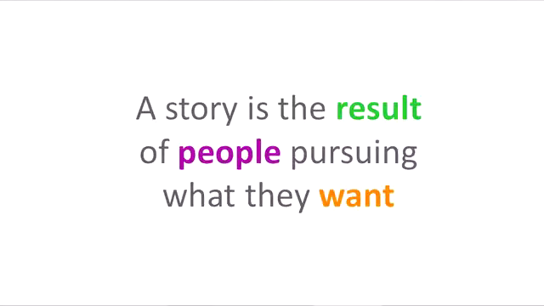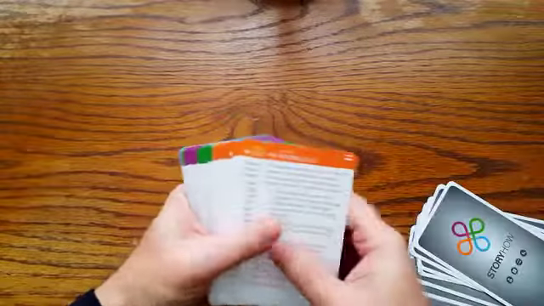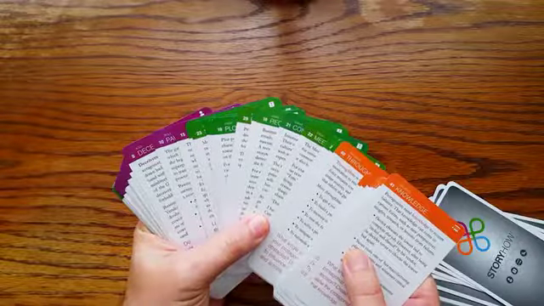The StoryHow pitch deck is based on a fundamental principle. A story is the result of people pursuing what they want. The StoryHow pitch deck consists of 60 cards, split evenly into 4 15-card suits. You already know the first 3 suits. If we go back to what we had said before, a story is the result of people pursuing what they want. A story is the result, the events that happen, and we have a suit for events.